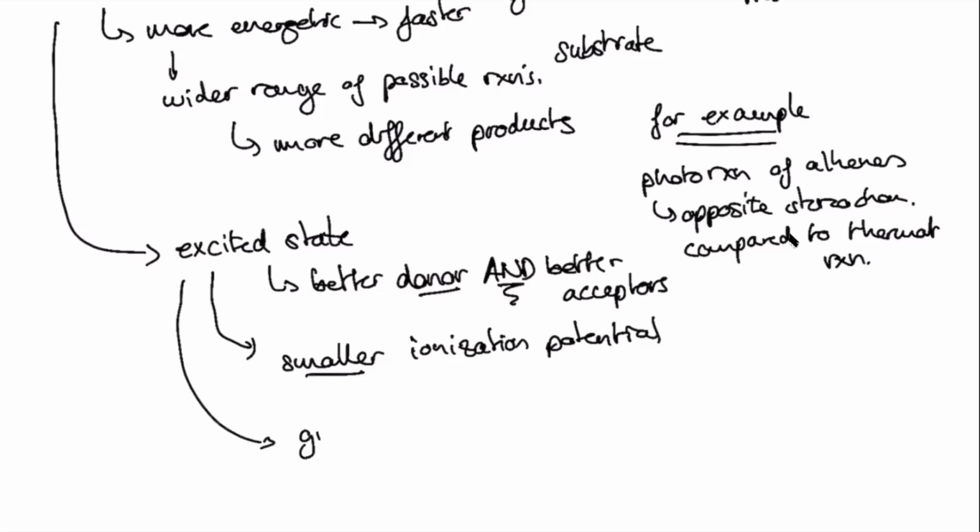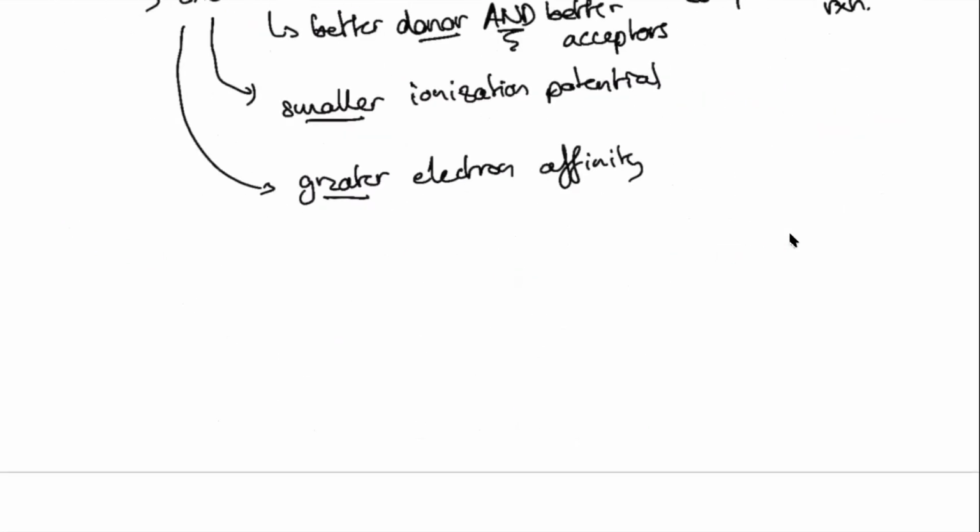And that also then means that you have a greater electron affinity. So the energy released when an electron comes from outside of the molecule to occupy a lower lying available orbital is called the electron affinity, and that becomes greater when you promote an electron to the first excited state. Okay, so what's the result of that? Is that you have very different redox properties.